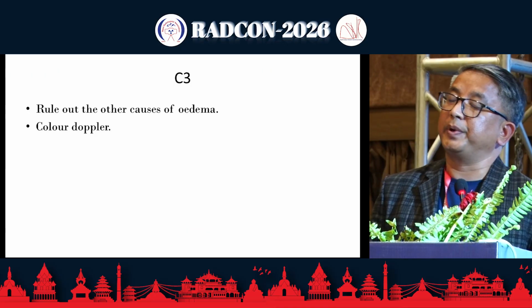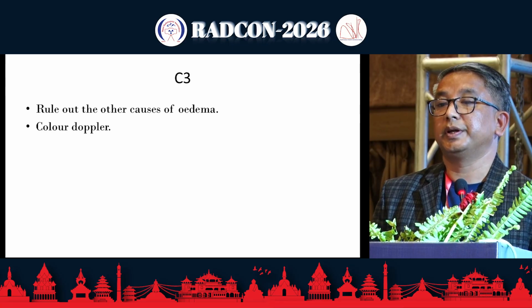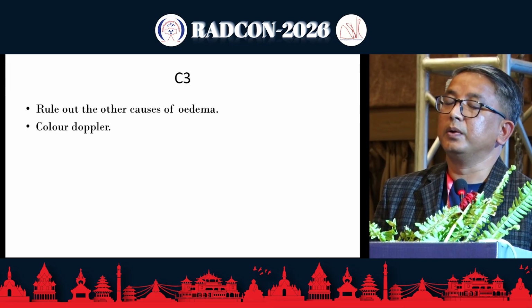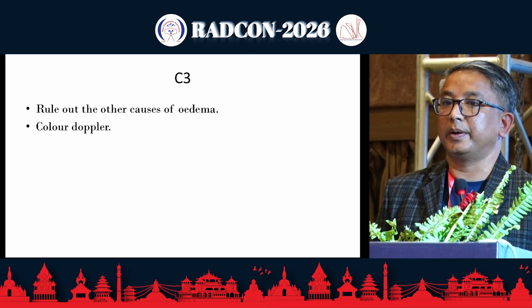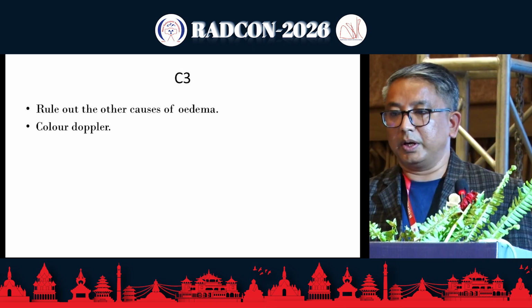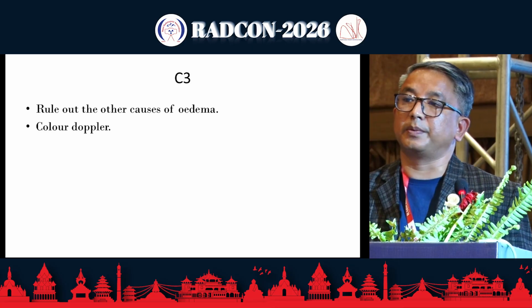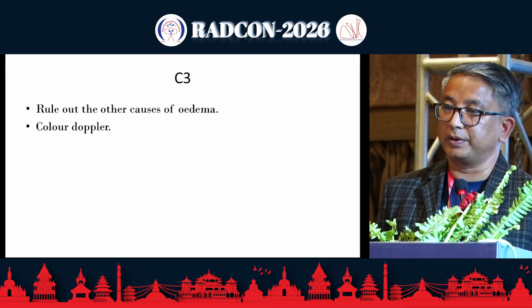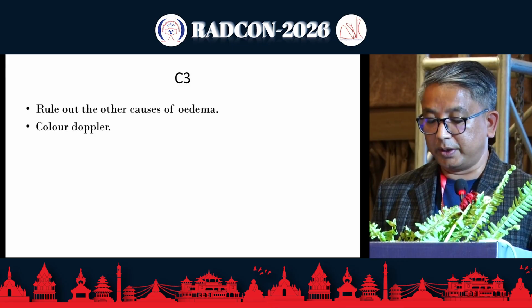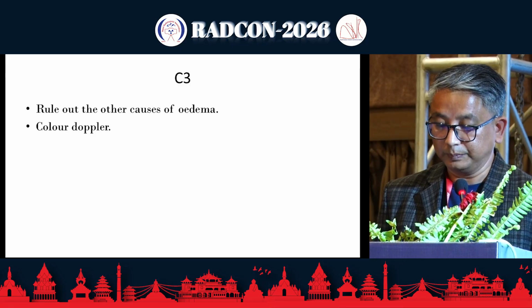So C3 patients complain of edema in bilateral lower limbs. We may not necessarily visualize their varicosity. Varicosity may not be visible. So in this condition, we have to rule out other systemic causes of edema, then do a Doppler study, and if there is incompetence, then go for ablation.